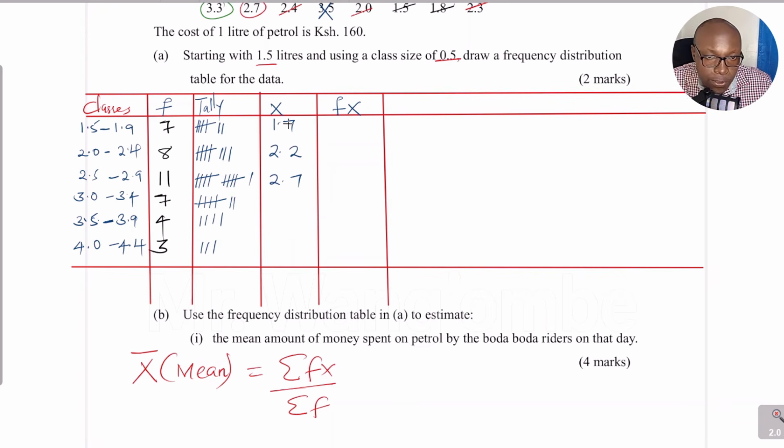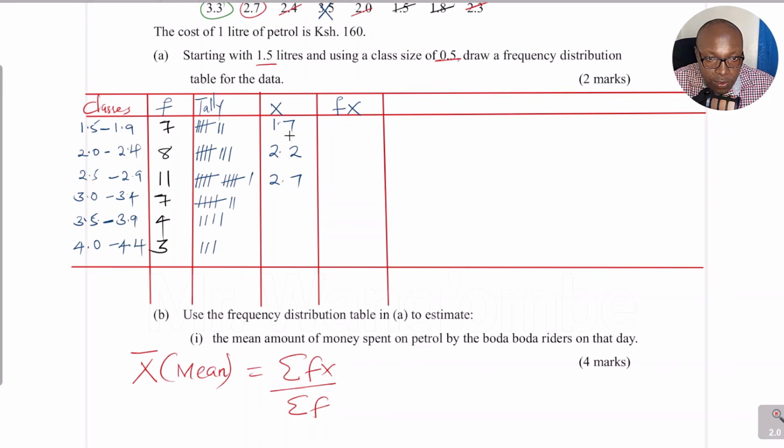The first midpoint is 1.7. To get the next, you simply add 0.5. So 1.7 plus 0.5, you get 2.2. Then 2.2 plus 0.5, you get 2.7. So if all the classes are uniform, you simply add. To get the midpoints, you get the first one, then you add 0.5 to get the next value.